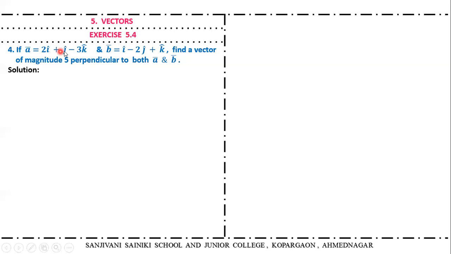If a bar is equal to 2i cap plus j cap minus 3k cap and b bar is equal to i cap minus 2j cap plus k cap, find a vector of magnitude 5 perpendicular to both a bar and b bar. We have to find a vector which is perpendicular to both a bar and b bar and having magnitude 5.